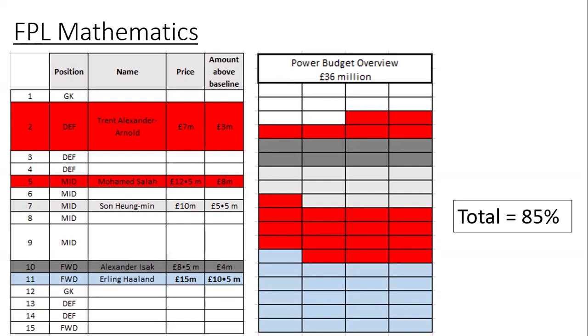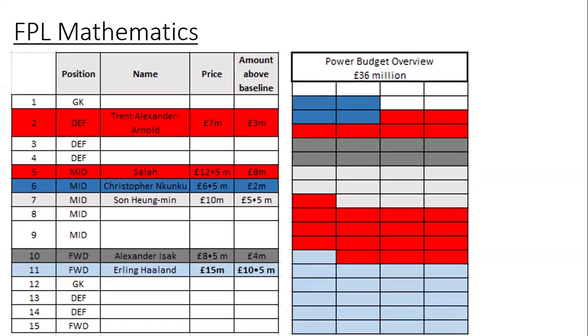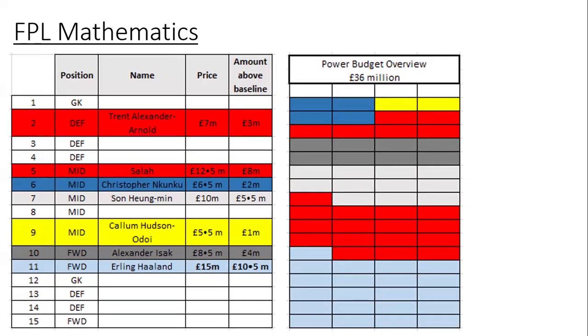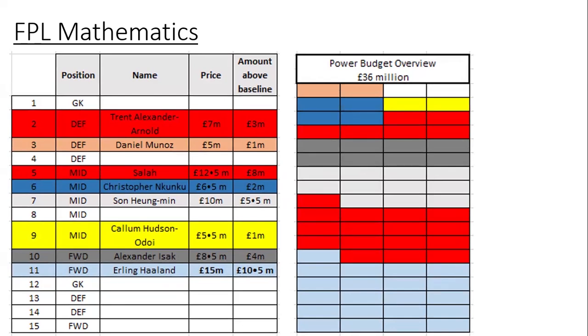Let's continue building our team. At the top, you can see that we are left with just 10 rectangles. This represents 5 million of the power budget remaining to improve our squad. Next player I'm going to add is Christopher Nkunku of Chelsea, followed by Hudson-Odoi of Nottingham Forest. Next, Muñoz of Crystal Palace. Now I'm left with just 1 million, and I still have a goalkeeper, a defender, and a midfielder to add to my starting 11, as well as the 4 bench options.